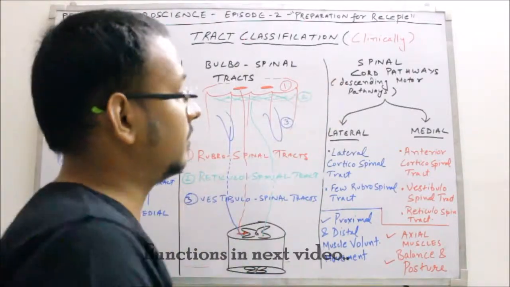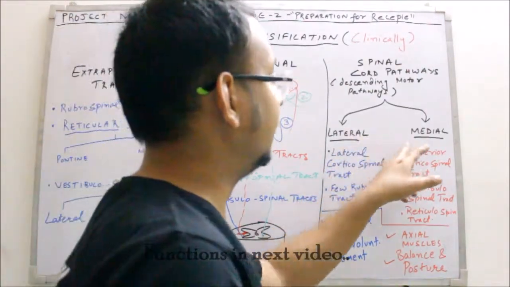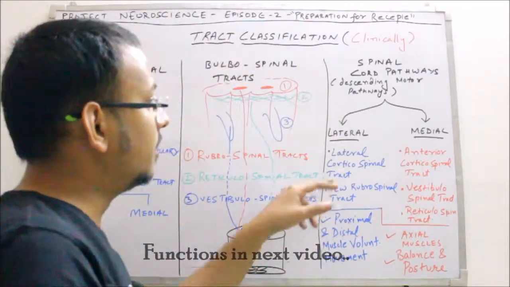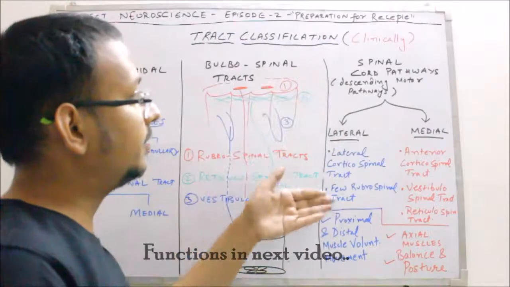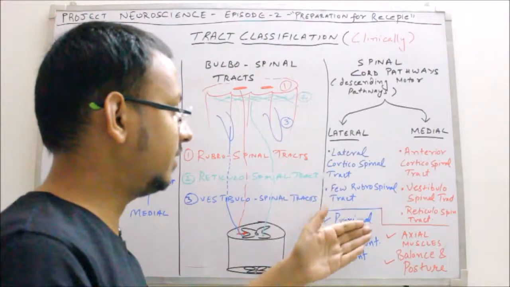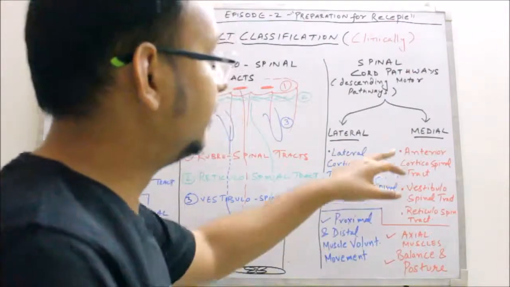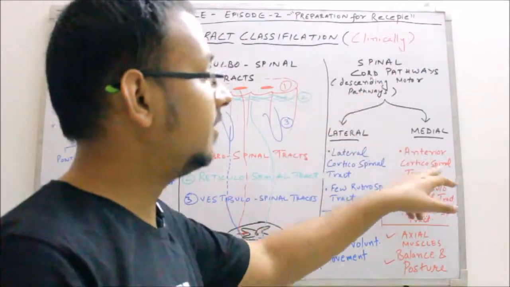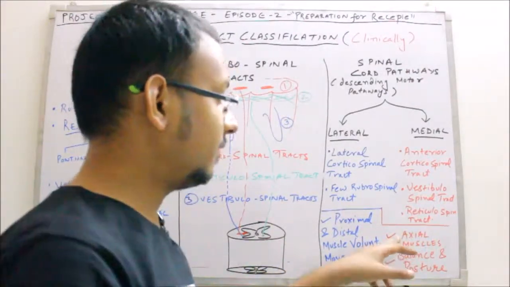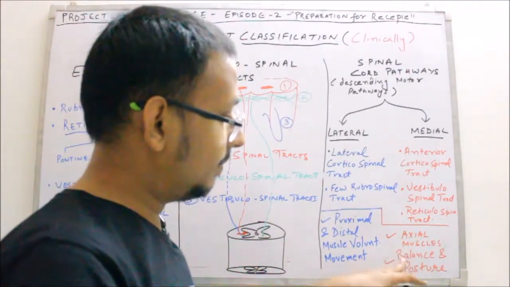Lastly, the spinal cord pathways. We all know that the descending motor pathways are classified into lateral and medial pathways. This is also not very common, but it is very important to understand. The lateral descending motor pathways in the spinal cord are the lateral corticospinal tract and a few rubrospinal tracts, and their function is proximal and distal muscle voluntary movement, right? And the medial pathways are the anterior corticospinal tract, the vestibulospinal tract, and the reticulospinal tract, and their function is axial muscle contraction and movement, and thirdly, balance and posture.